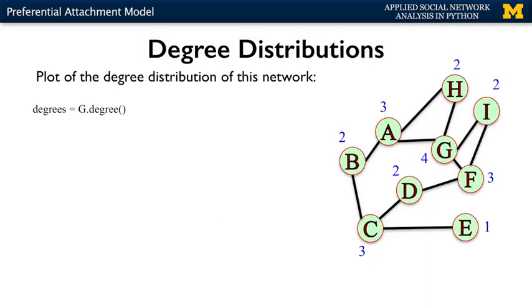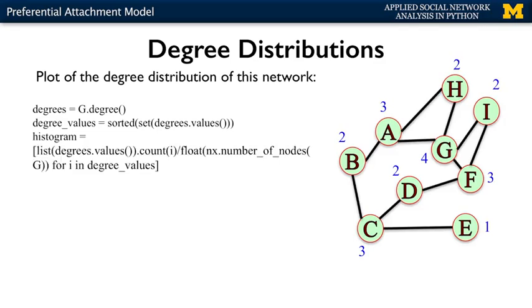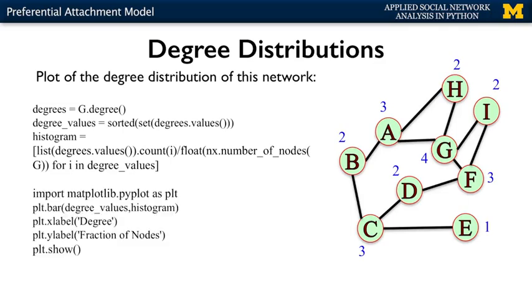We can plot the degree distribution of a network using NetworkX in the following way. First, we use the function degree, which returns a dictionary where the keys are nodes and the values are the degrees of the nodes. And then we construct a list of sorted degrees. So these would just have the degrees of all the nodes in the network in a sorted list. And then we construct a histogram that tells us how many nodes of a particular degree we have. And then we can just plot a bar plot of this histogram.